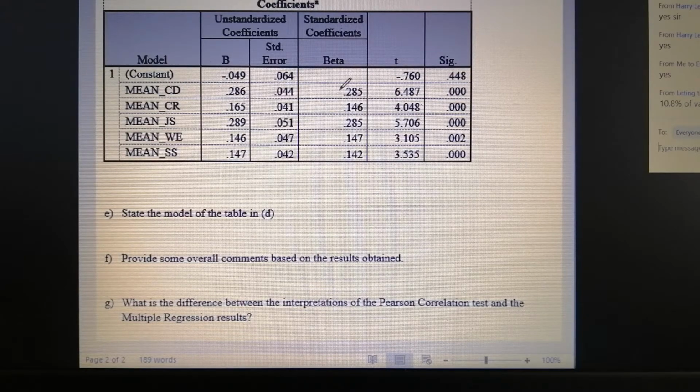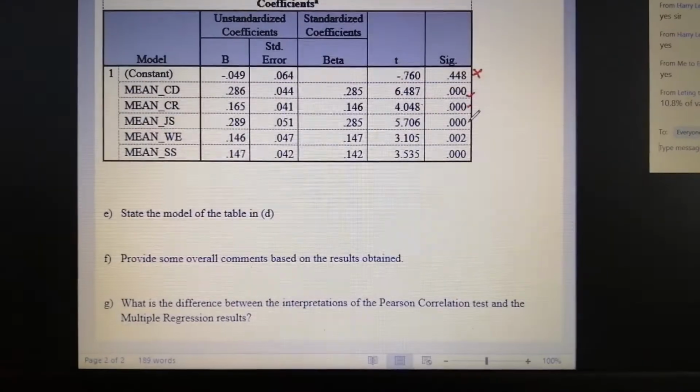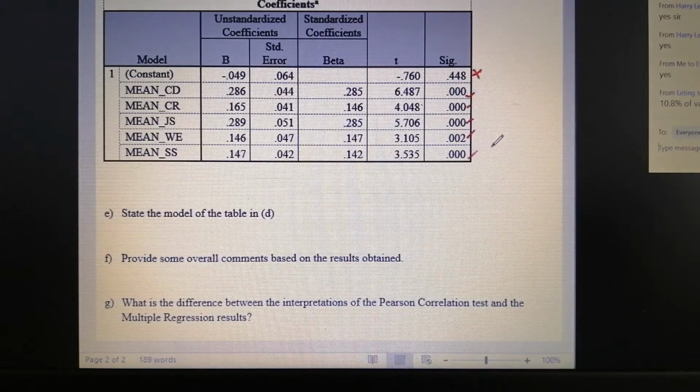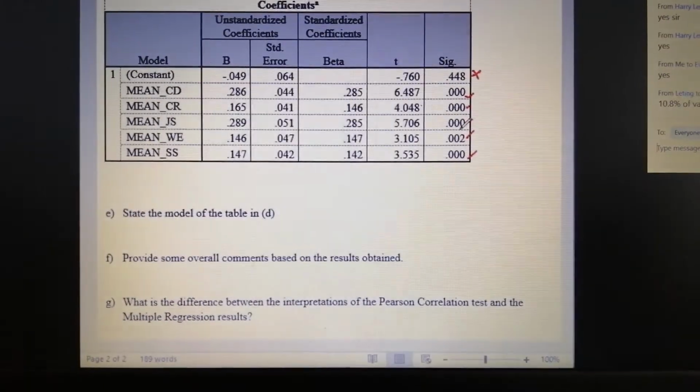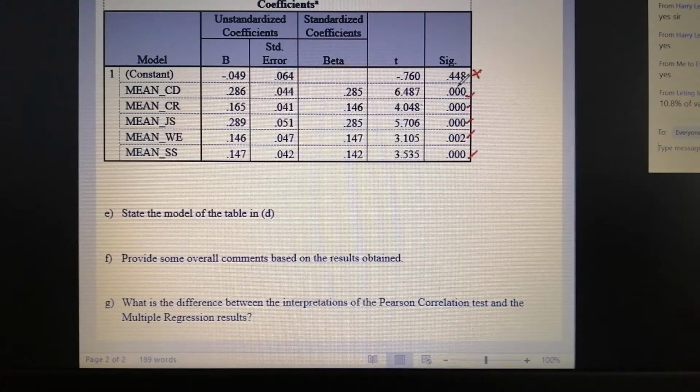First, we need to look at that. Don't look at this constant. You don't have to look at the constants. Look at the independent variables. The significant variable is just nice. It's less than 0.05, so that is significant. Okay, it's significant.